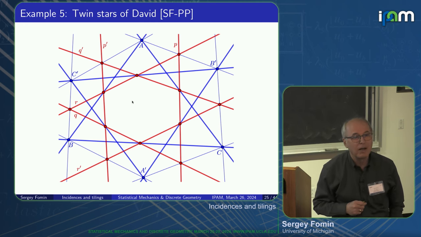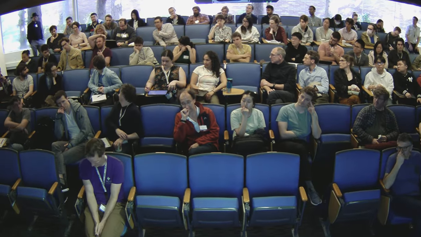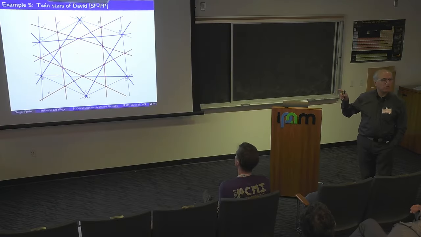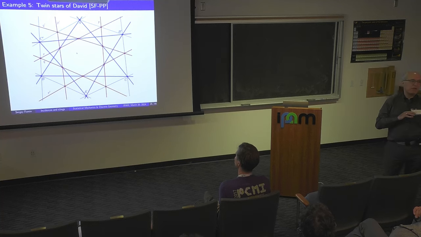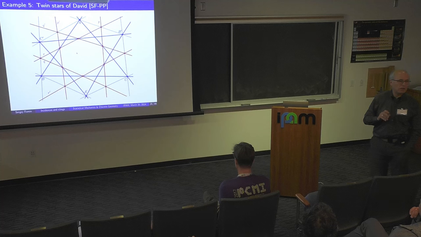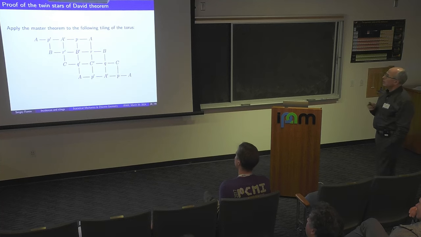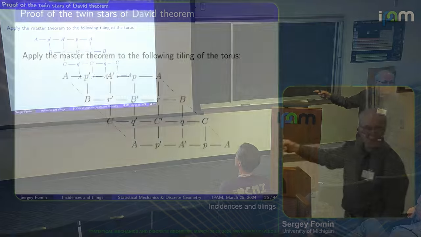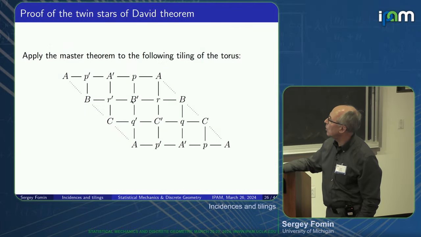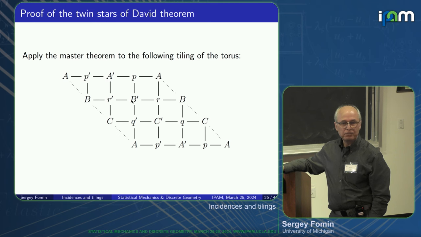Yes? Is it possible that this is a combination of Desargues theorems? It's possible, but I doubt it, because the corresponding surface is not a sphere. And I believe that everything that you can get from Desargues comes from a sphere. That's the intuition. I cannot prove it. In fact, that theorem comes from this tiling of the torus, so it's not terribly complicated.